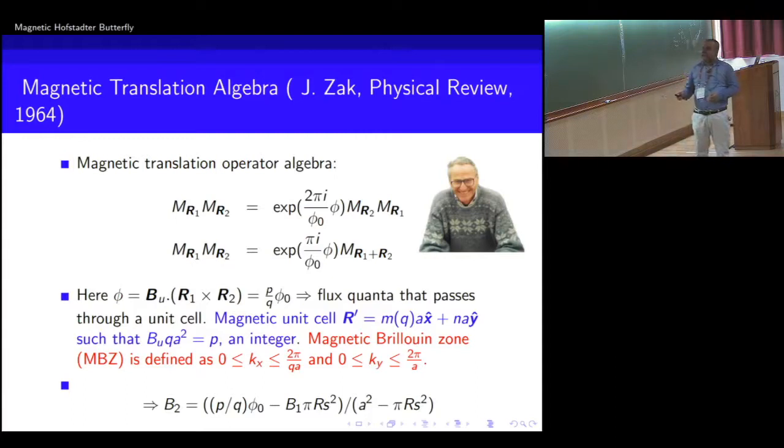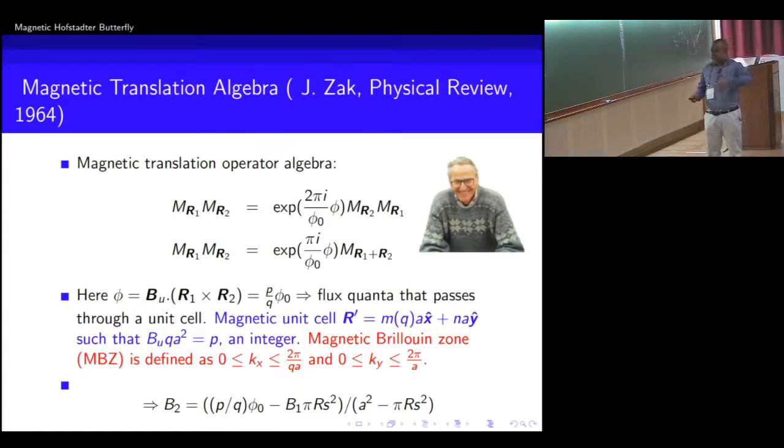As I just showed you, the typical translational operator forms an abelian group, but the magnetic translational operator forms a very unusual representation, which you can write down in terms of this combined magnetic translation operator. As a result, both your magnetic unit cell gets expanded and the magnetic Brillouin zone gets contracted as compared to the original unit cell and Brillouin zone. And this is exactly the reason why you get the topological quantization of the Hall conductivity.